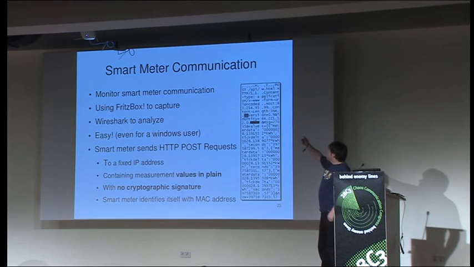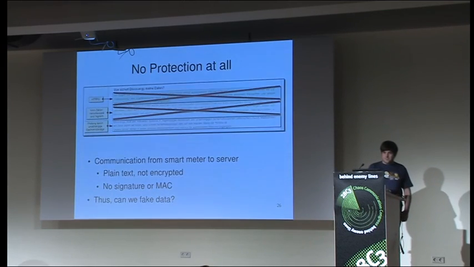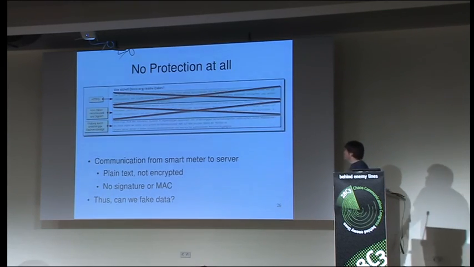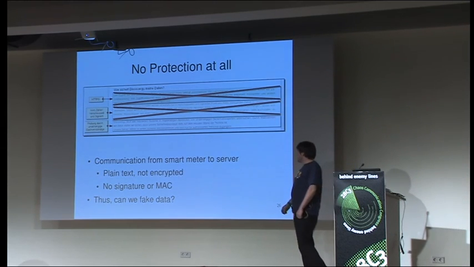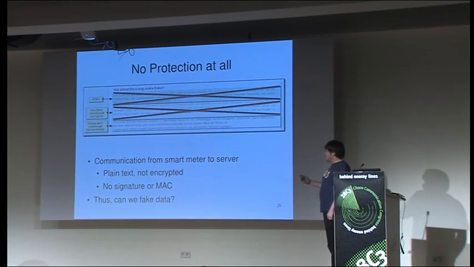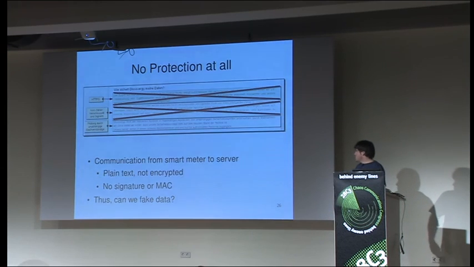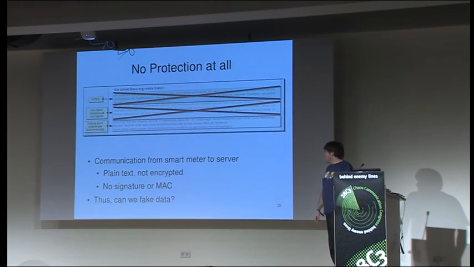What we observe is that the smart meter provides its own identity by using its own MAC address. So there's no protection at all. Communication from the smart meter to the server is in plain text, not encrypted, no signature, and no MAC. And MAC, by the way, is message authentication code.